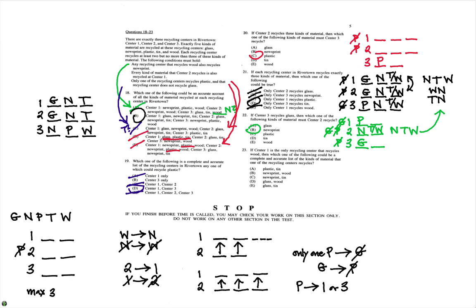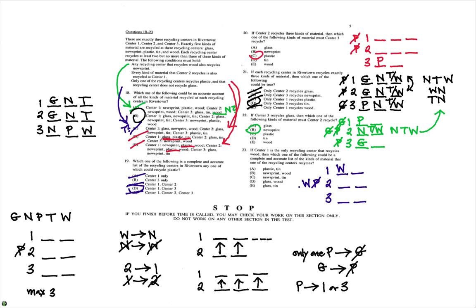Which brings us to question 23. If center 1 is the only recycling center that recycles wood, then which one of the following could be a complete and accurate list of the kinds of materials that one of the recycling centers recycles? Alright, so let's draw out this scenario and see what we can come up with. Again, we already know that plastic can't be in center 2, but now it tells us that recycling center 1 is the only recycling center recycling wood.